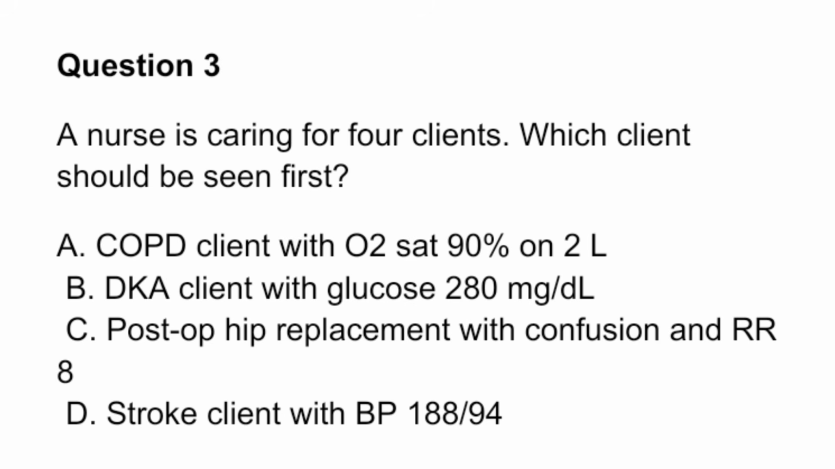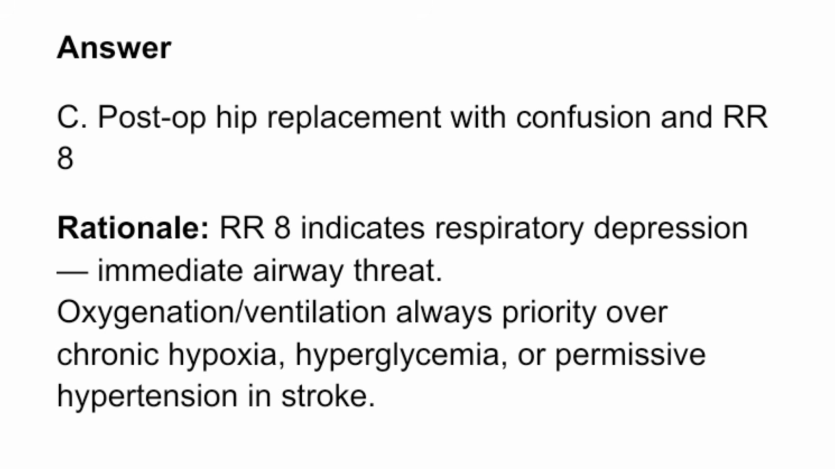Question 3. A nurse is caring for 4 clients. Which client should be seen first? A. COPD client with O2 sat 90% on 2 liters. B. DKA client with glucose 280 milligrams per deciliter. C. Post-op hip replacement with confusion and RR 8. D. Stroke client with BP 188/94. Answer. C. Post-op hip replacement with confusion and RR 8.